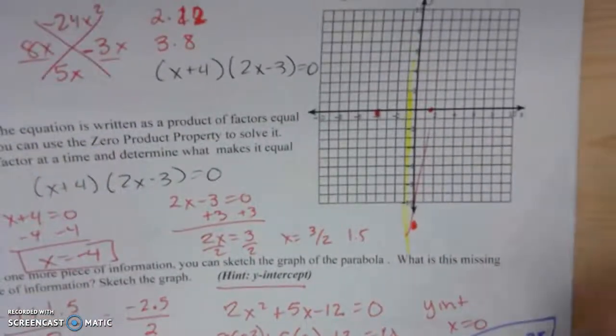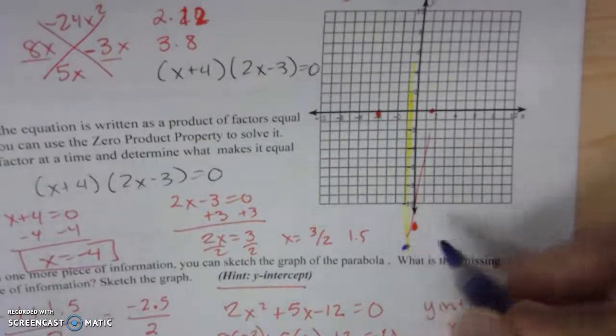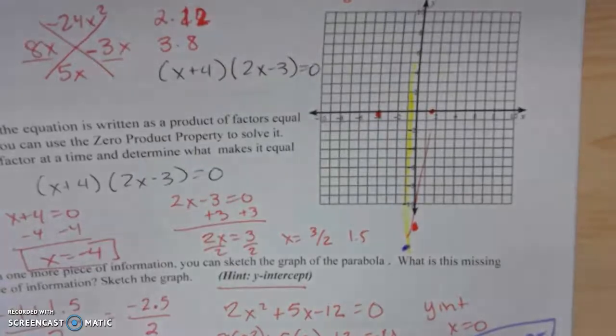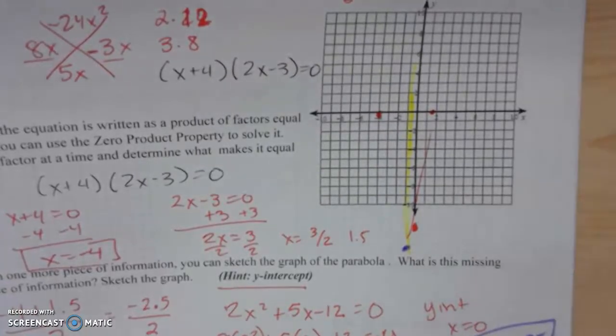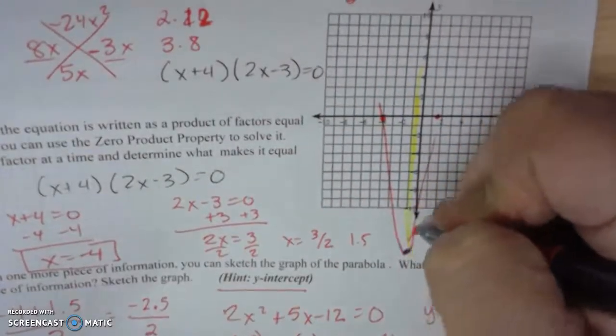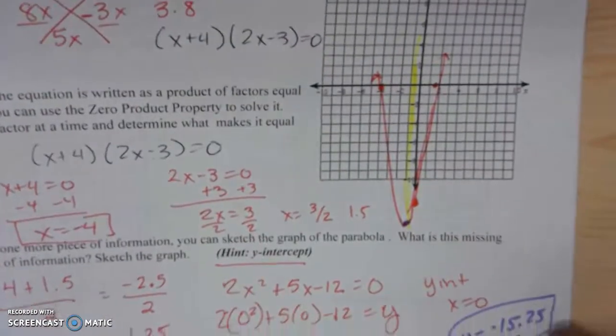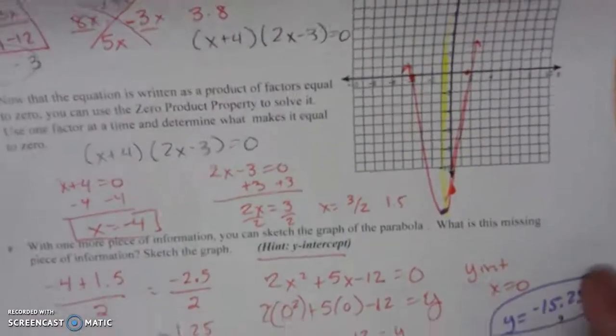So this is not a good graph, because now my -15.25 is somewhere down here, and that's going to give me my parabola. And I'm going to go draw something like this. Okay, and there's my parabola. Okay, not difficult, but very doable.